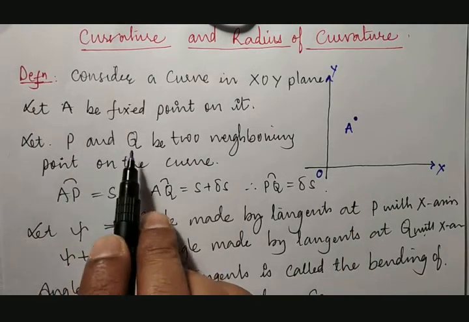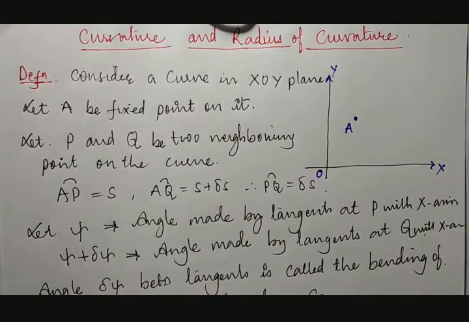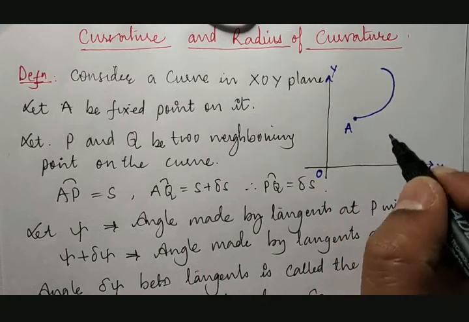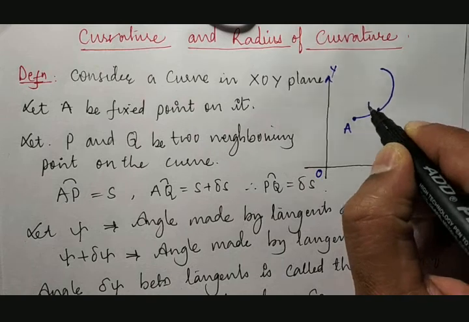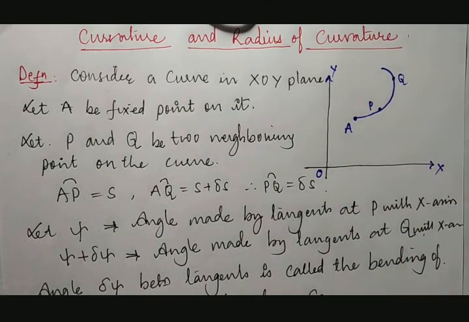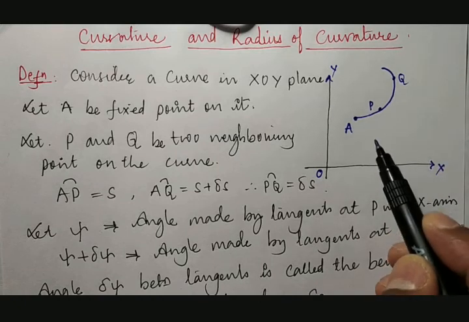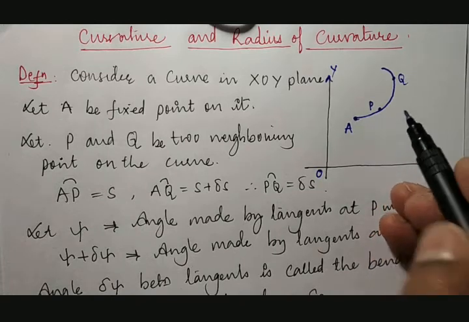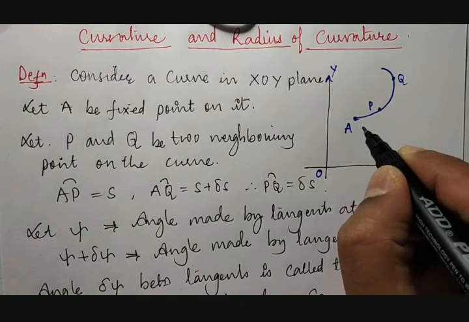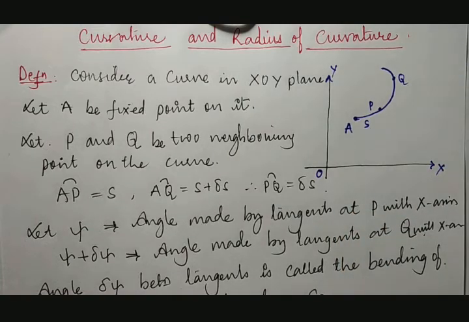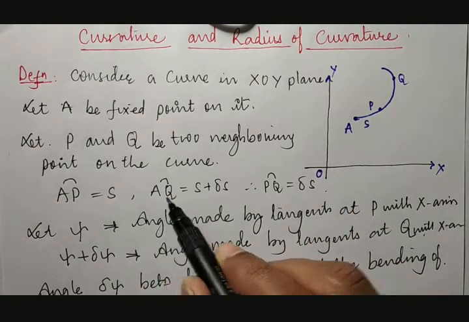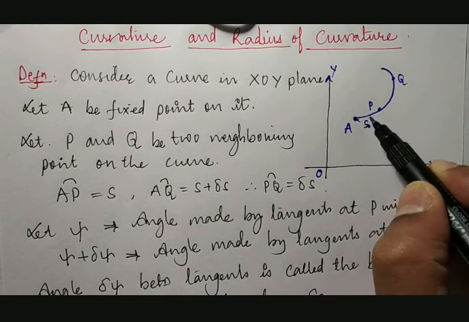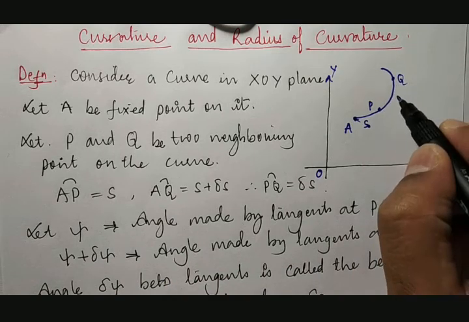Then P and Q be neighborhood points on the curve. So I'll be taking one curve here, where A is a fixed point on this curve, and P and Q will be neighboring points on this curve. There are 2 points. Then the arc length from A to P will be treated as S. Then from A to Q, it will be treated as S plus increment. So this is delta S.